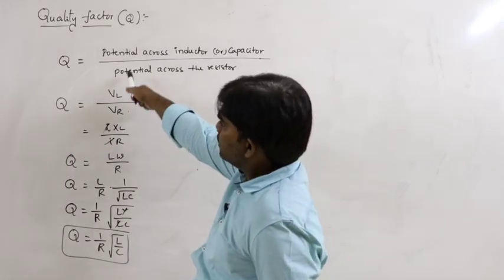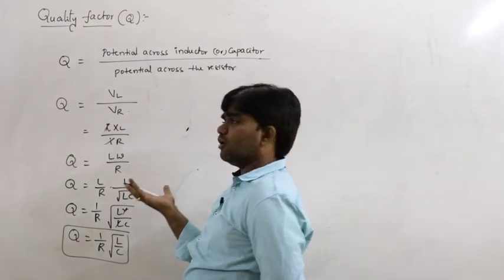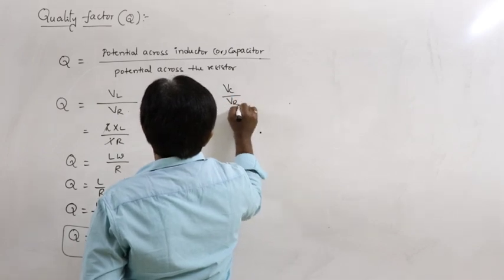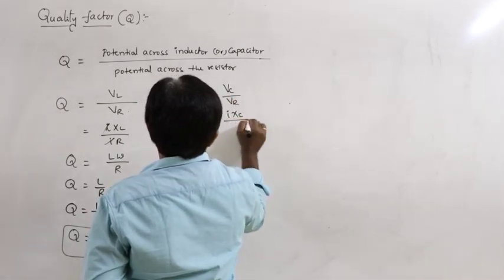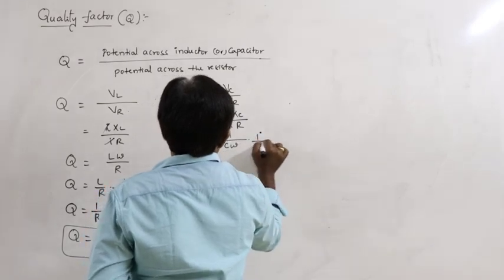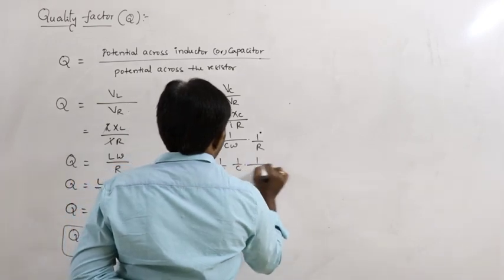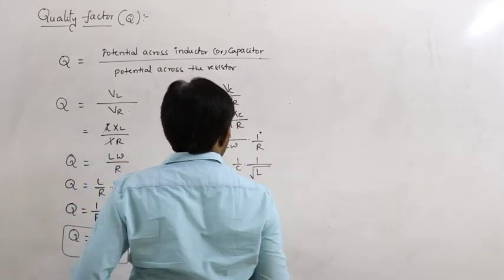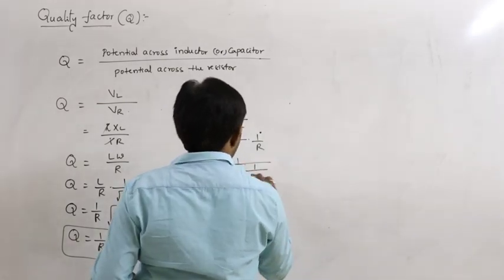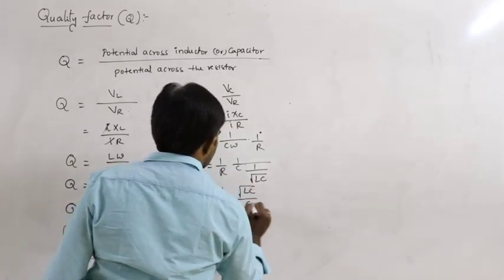If we consider VL, and if we consider VC also, we can get the same or not. Let us check this. Q is equal to, let us say, VC by VR. VC means IXC divided by IR. XC is 1 by C omega, into 1 by R. 1 by R into 1 by C into 1 by root LC. Sorry, the omega value is 1 by root LC. 1 by C into 1 by root LC, that is 1 by R into root of LC by C.